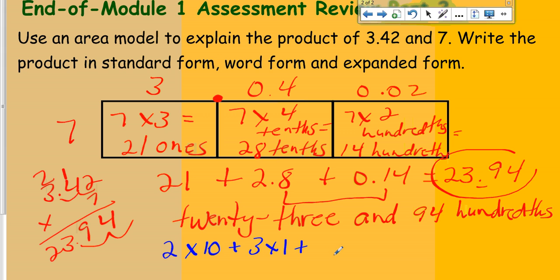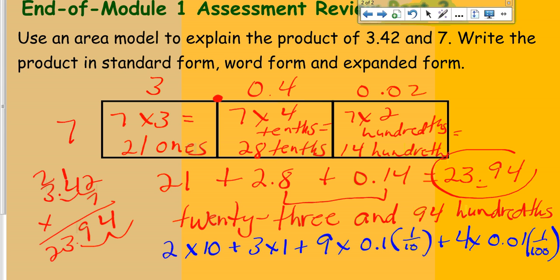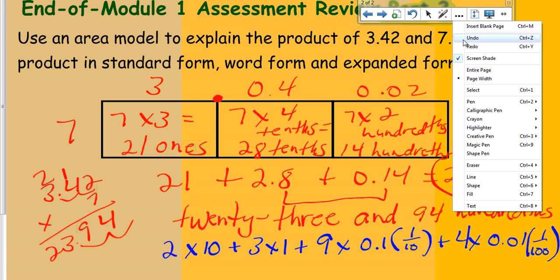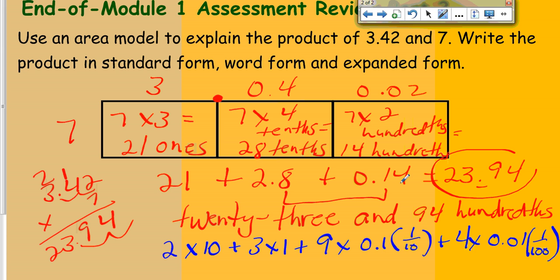Now it gets a little trickier, but not too bad. Plus 9 times, and then you can put 0.1, or what means the same thing is 1 times 1/10, plus 4 times, and again, now this is going to be 0.01, or it looks like I'm running out of room here, but 1 over 100. Okay? Does that make sense for you? It did make sense for me.